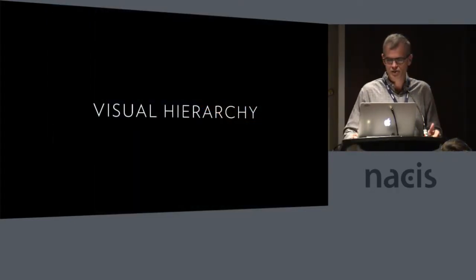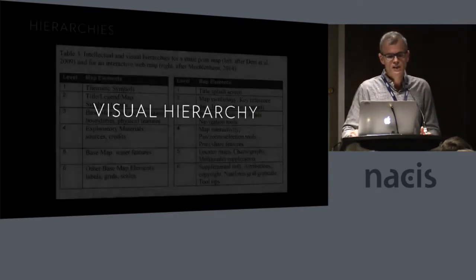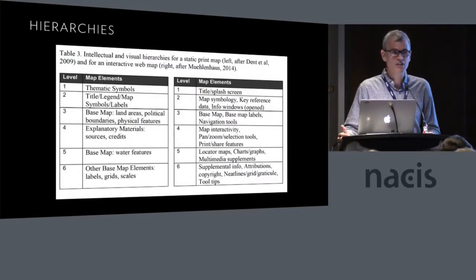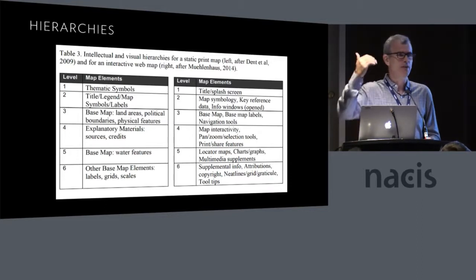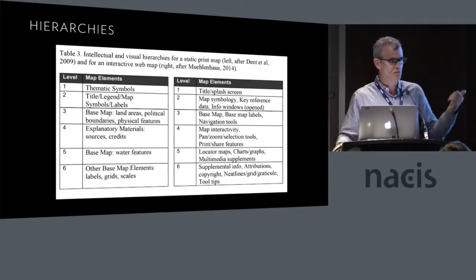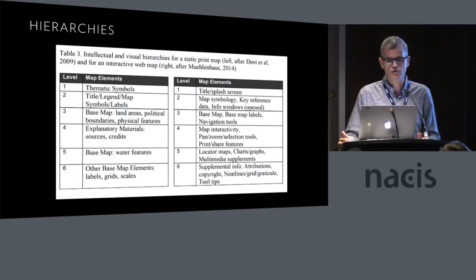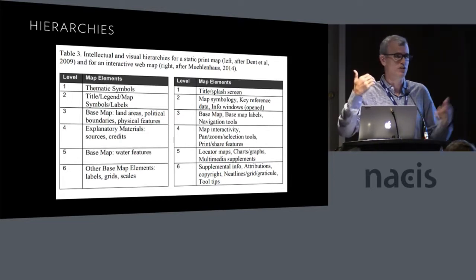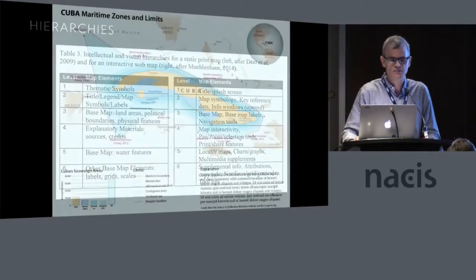So finally, I'm at visual hierarchy. But I think it's important to look at the fields of play, the tools. And then visual hierarchy really is a fairly straightforward process. You'll see a concept. The idea is to match the visual hierarchy with the intellectual hierarchy for your map. So what's most important, what's least important. And you'll see tables like this. One of them I pulled from Dent's textbook, one I pulled from Ian Muhlenhaus's textbook. Whether you're doing print or interactive, you get into the same process.